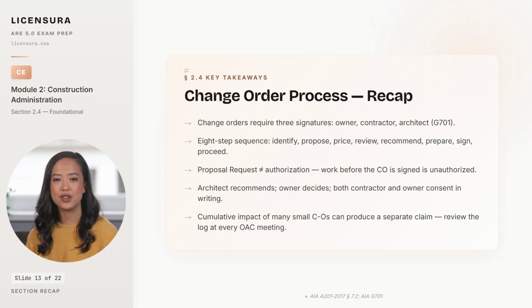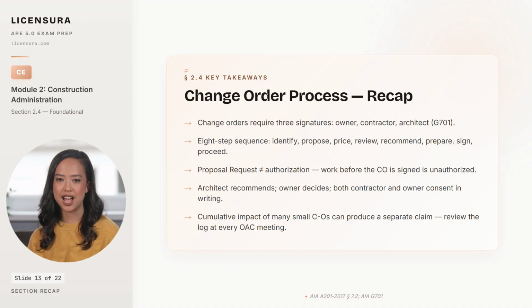5 takeaways from the change order process. Change orders require 3 signatures: owner, contractor, and architect, and AIA G701 has all 3 signature blocks for that reason. 2 signatures is not a change order. It is an unauthorized modification. The 8-step sequence runs from identification through signed authorization and changed work, with the owner making the actual decision in the middle of the sequence and the architect playing a recommending role, not a deciding role.